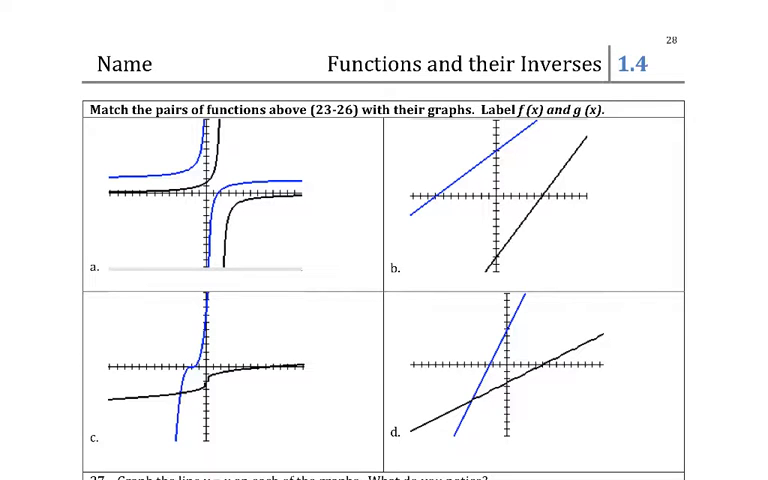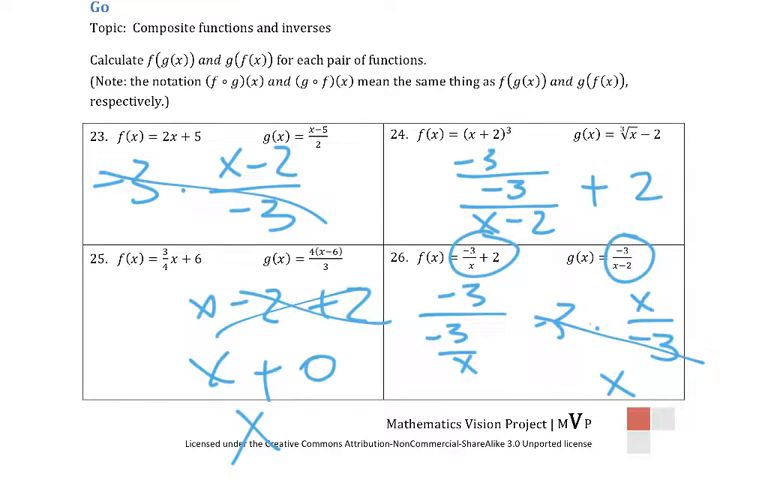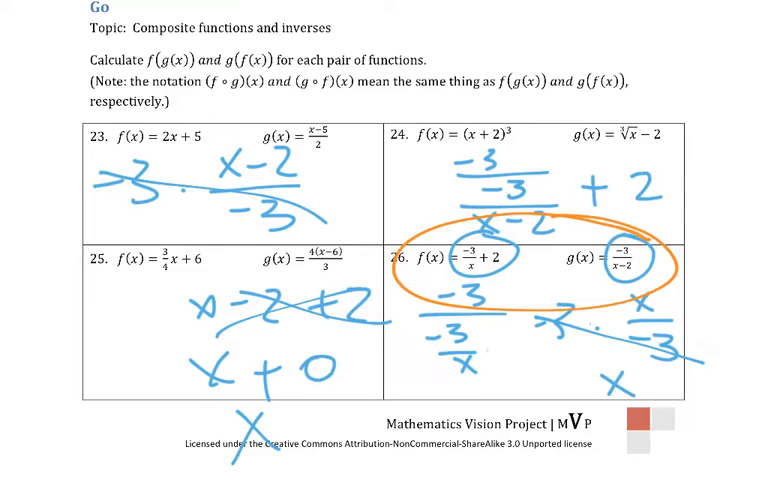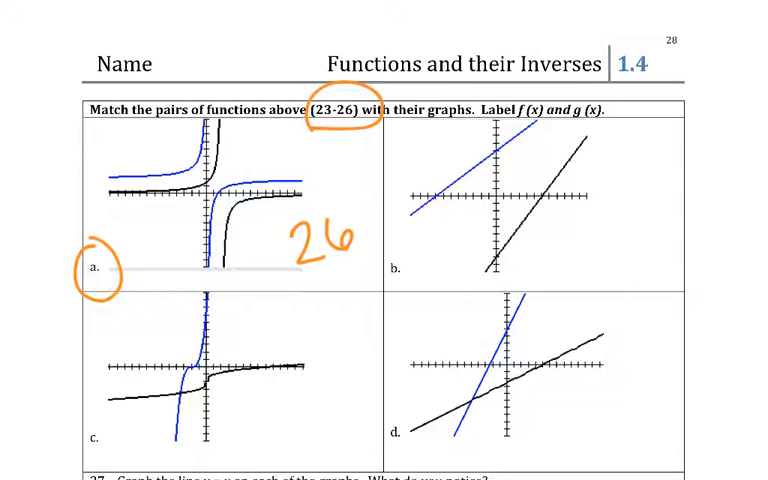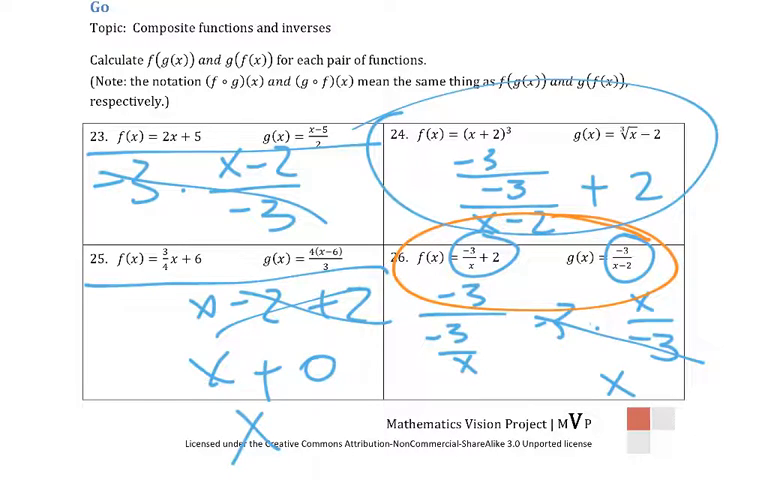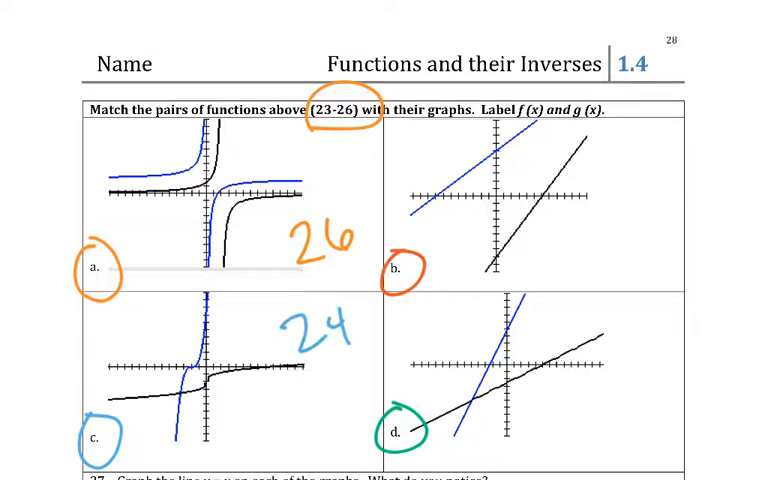Okay, now it says, let's pair up these with their graphs. So, if we recall, these ones, fractions with x's on the bottom, those are rational. Rationals look like A. So A would be number 26. Okay. If we look at B, it's linear. D is also linear. C is not linear. Okay. If we look at 23, linear. 25, linear. So 24 has to be the not linear one. So that's graph 24.